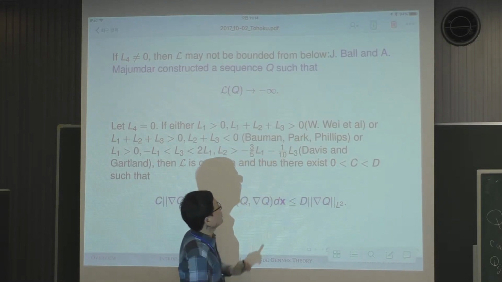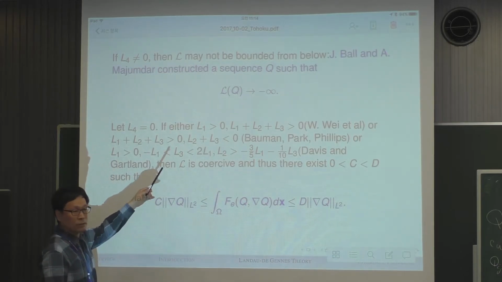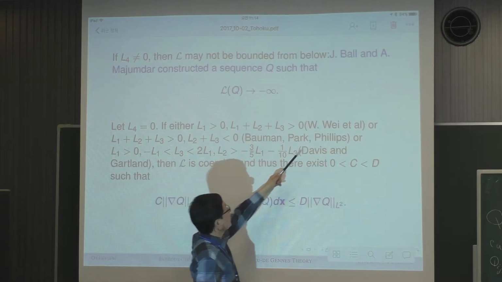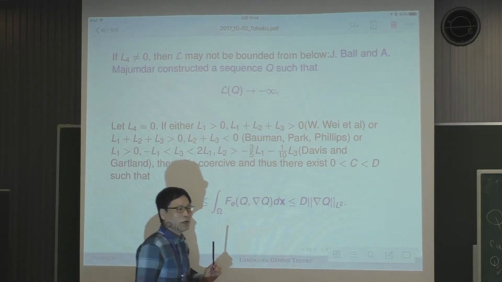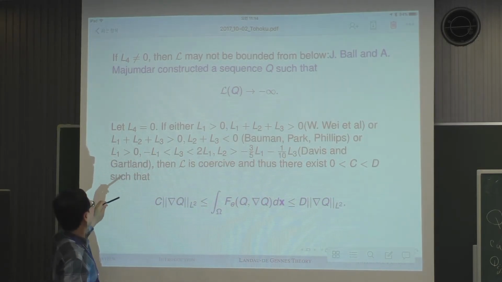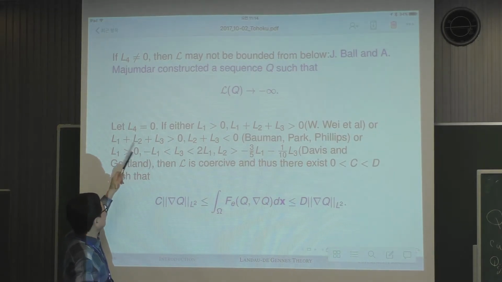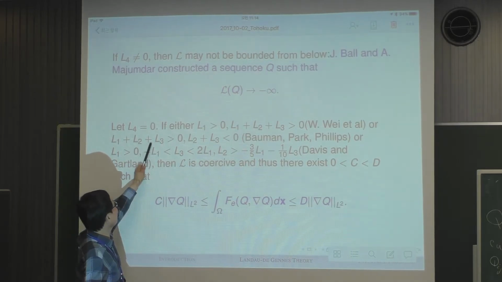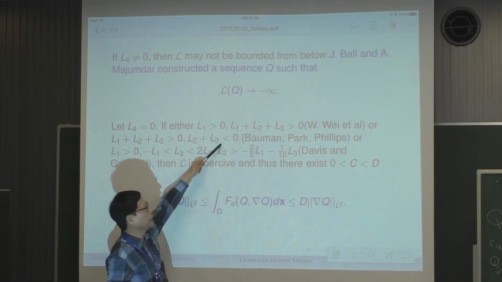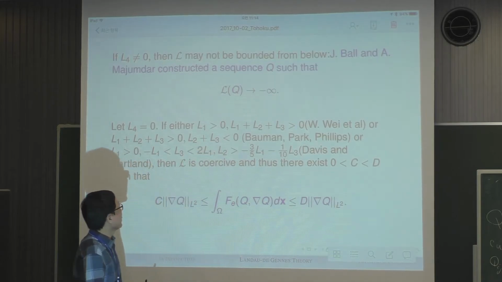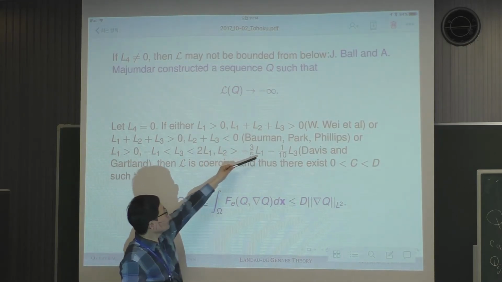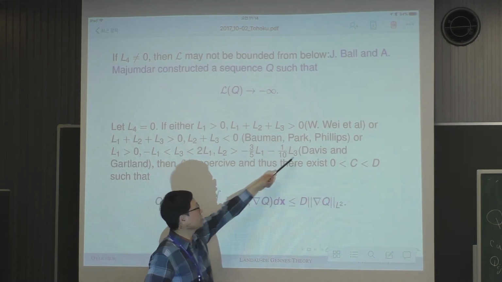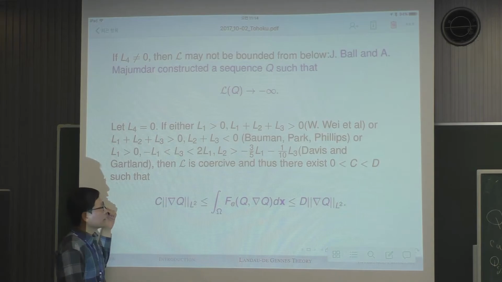This one was assumed by Wei Wang and Ping Zhang's group, and then you can also assume L1, L2, L3 sum is positive, L2 plus L3 negative. This is still okay. And then the other case, all 3 different cases are okay. This one was done by Gartland and Davis.